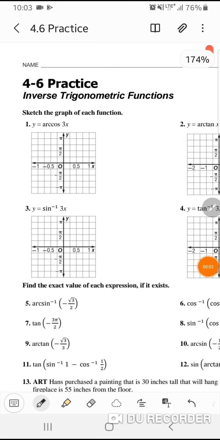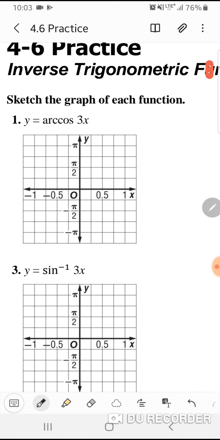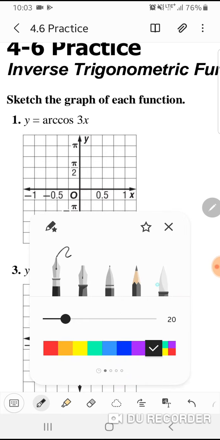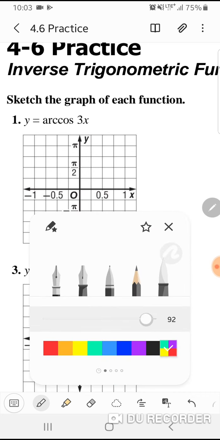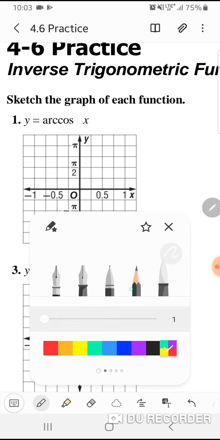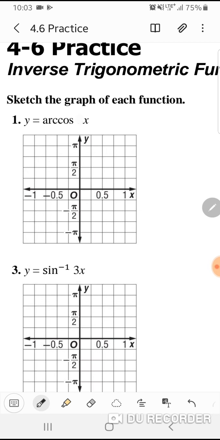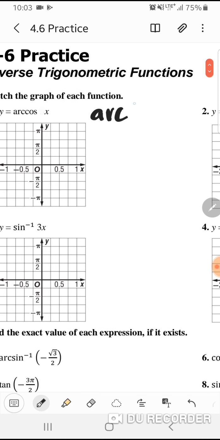Okay, so number 1, sketch the graph of each function. So arc cosine. Let's first just not consider the 3x. Okay. So arc cosine x.